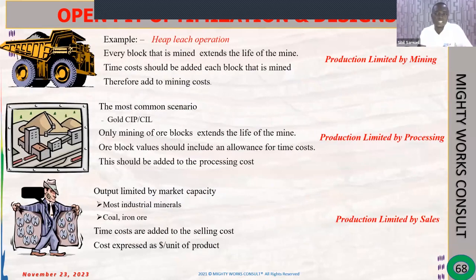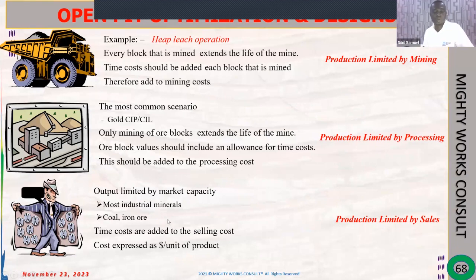Okay, production limited by mining. Simple. It means anytime we mine a block, the life of mine has been extended. That's simple. But when production is limited by processing, it means that it is only when an ore block is mined that the life of mine is extended. So when an ore is mined, the life of the mine is extended.